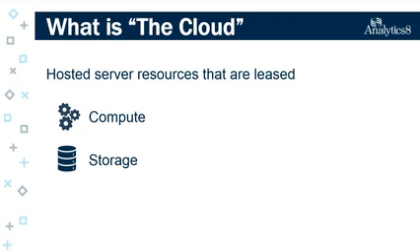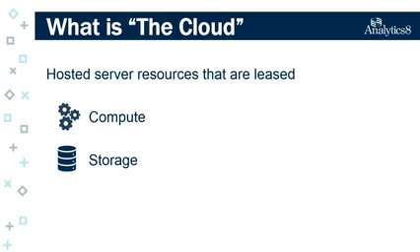Some of these we're taking a little bit of liberties with to help some of the newbies have a baseline understanding. So what is the cloud? The cloud, in my definition, is hosted server resources that are leased. And server resources basically fall into 2 categories: compute and storage. With compute, we're talking about processors and RAM, or memory. And with storage, we're typically talking about disk space.